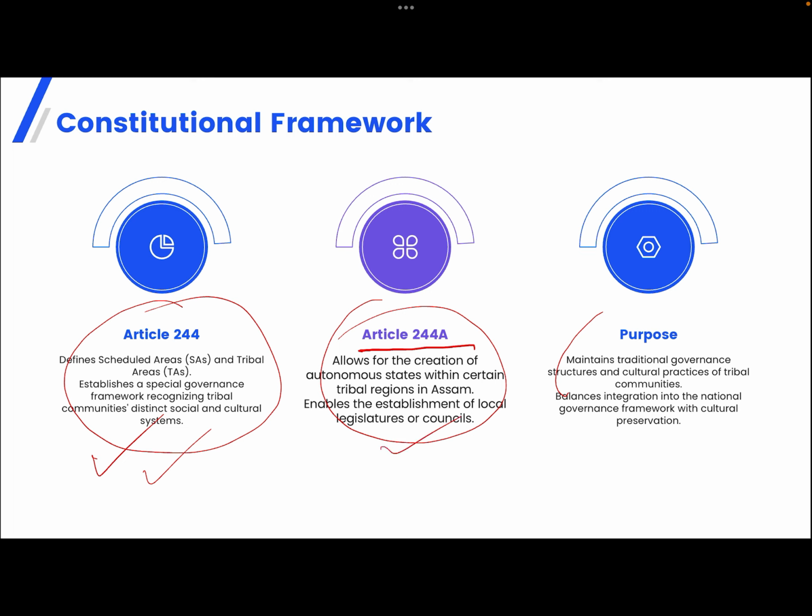So Article 244A actually talks about the formation of an autonomous state comprising certain tribal areas in Assam, and creation of a local legislature or council of ministers for it. And then you have another article called 339, which is very important. It deals with the control of the union government over the administration of scheduled areas and welfare of scheduled tribes. So Article 339 actually deals with the control of the union over the administration of scheduled areas and welfare of scheduled tribes.